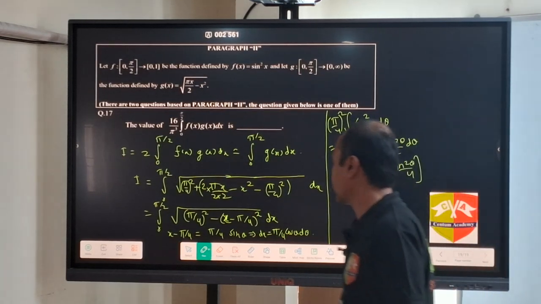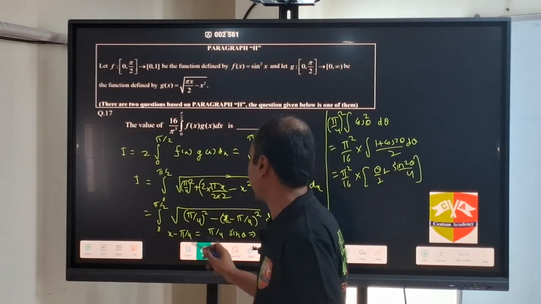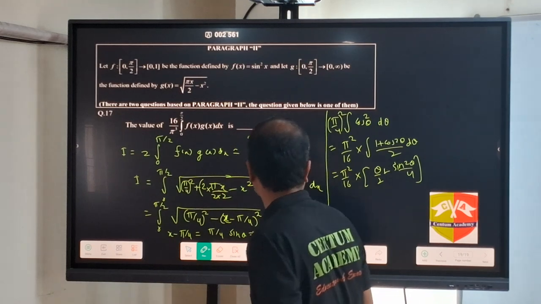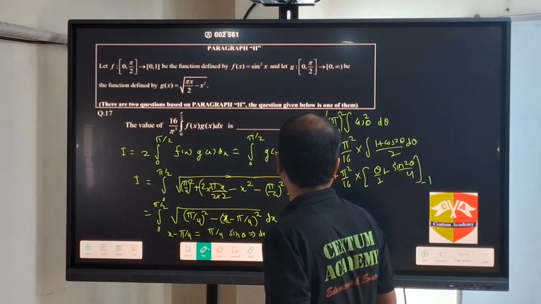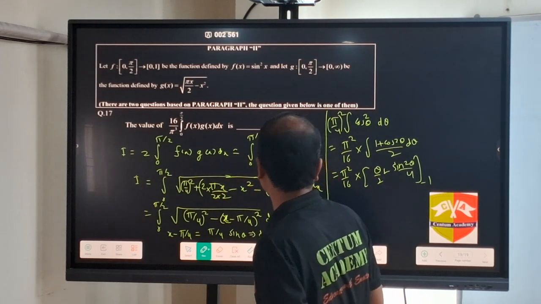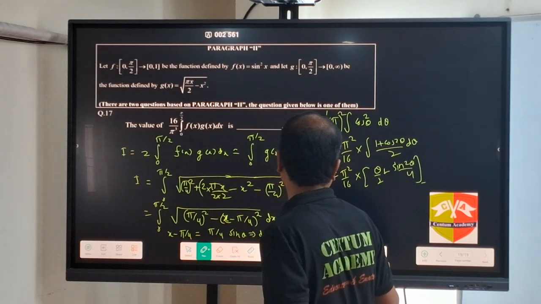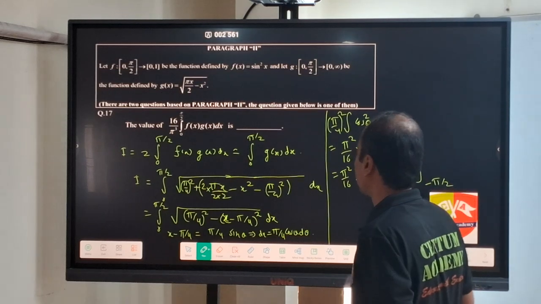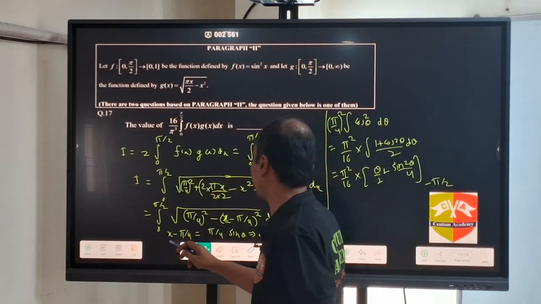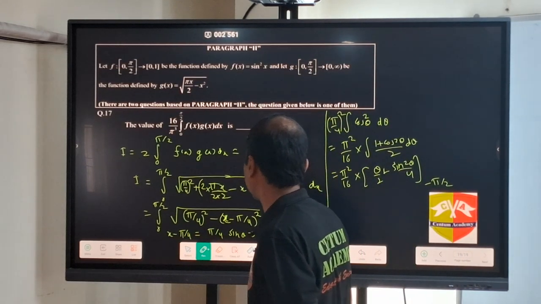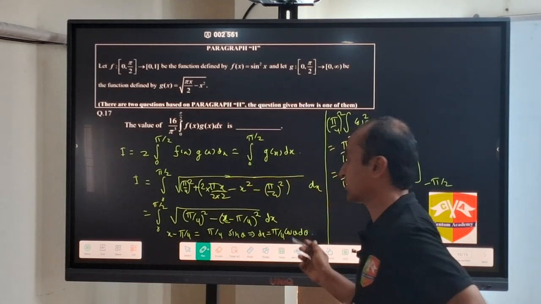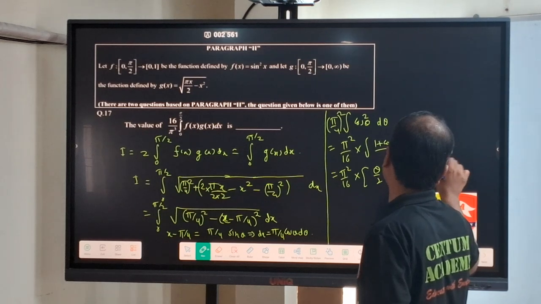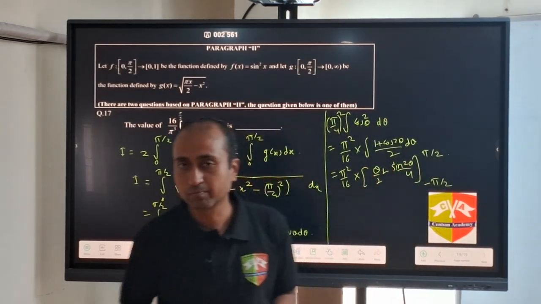Let me do one thing, why don't we just substitute the limits as well. If I put x as 0, then sine theta will be equal to minus 1. And what about theta then? I want to calculate the limit of theta, so theta will be minus pi by 2. And if I put x as pi by 2, then pi by 2 minus pi by 4 will be pi by 4, and pi by 4 by pi by 4 is 1, so sine theta equals 1. So theta will be pi by 2. So the limit I can directly substitute as from minus pi by 2 to pi by 2.